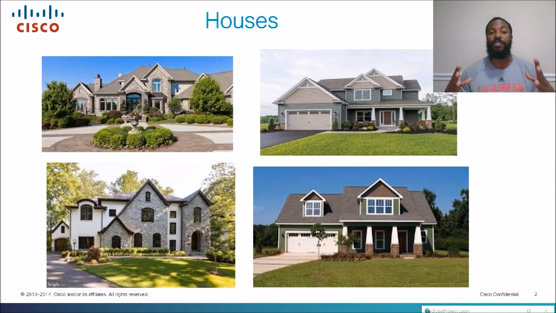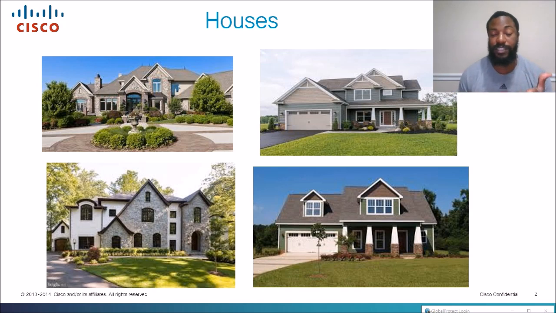If you look at these images right here, we've got several houses, right? Now, they all have several things in common. They all have a door. They all have windows. Well, not all of them have garages, but most houses have garages like this. This is kind of what we can compare to networks. All networks have networking devices such as switches and routers and things like that. But the thing is, not all networks are created equally.